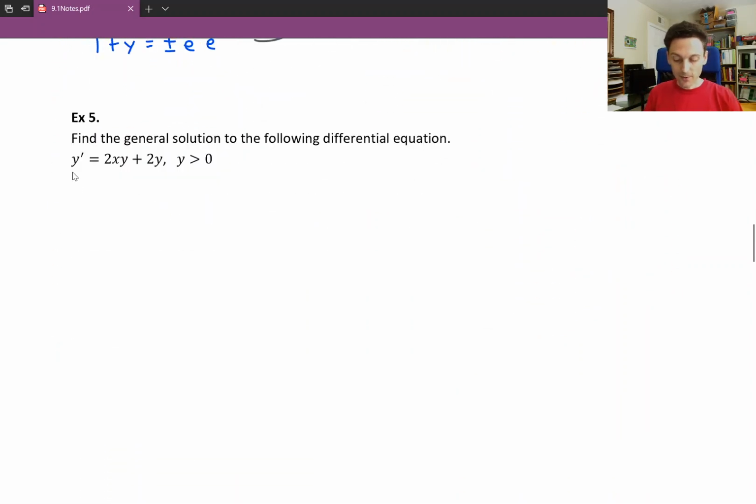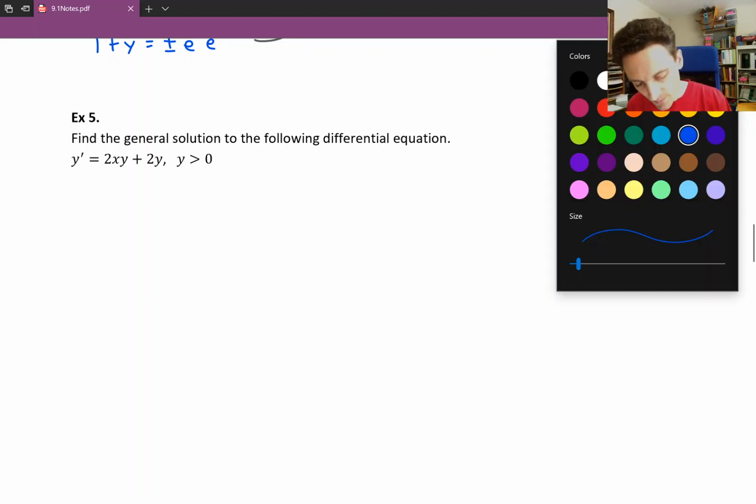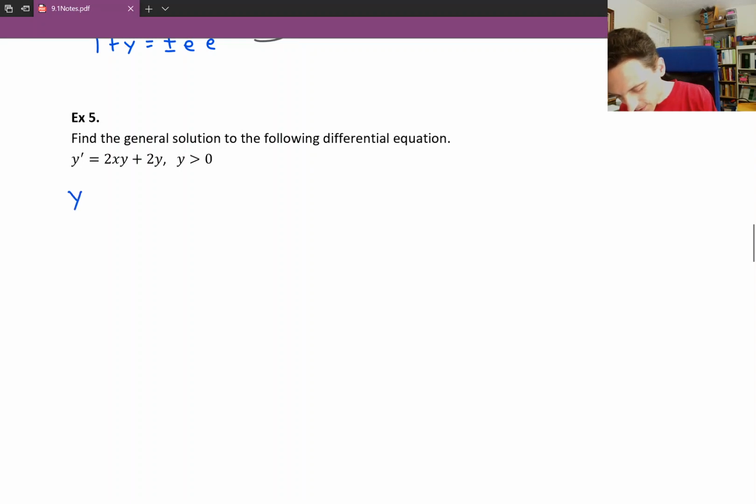Looking at example 5, we're asked to find the general solution to the following differential equation: y prime equals 2xy plus 2y, where y is positive. So our first job is going to be to separate the variables. We're going to try to get all the y's on the left and all the x's on the right. So we have some function of y times dy equals some function of x times dx. The way we can do that is first, actually, I'm going to write the y prime as dy dx.